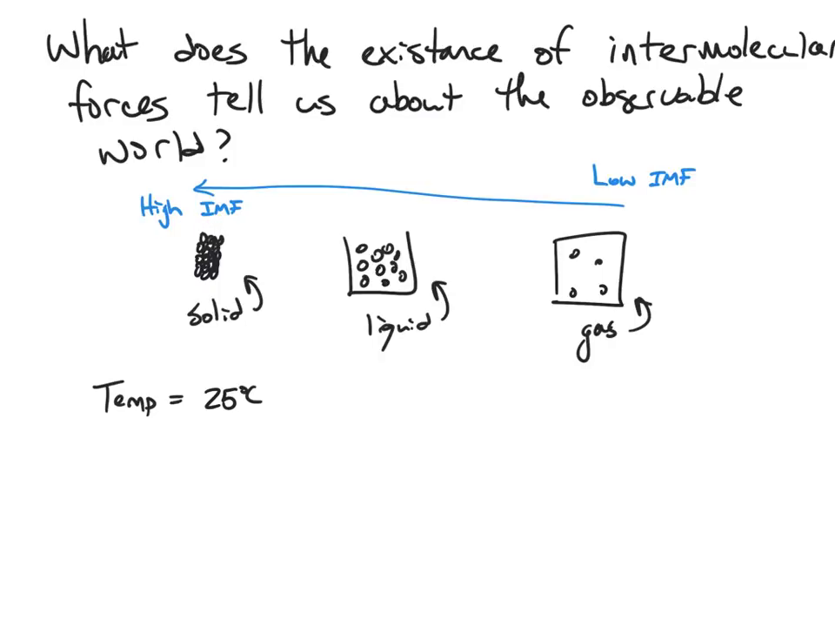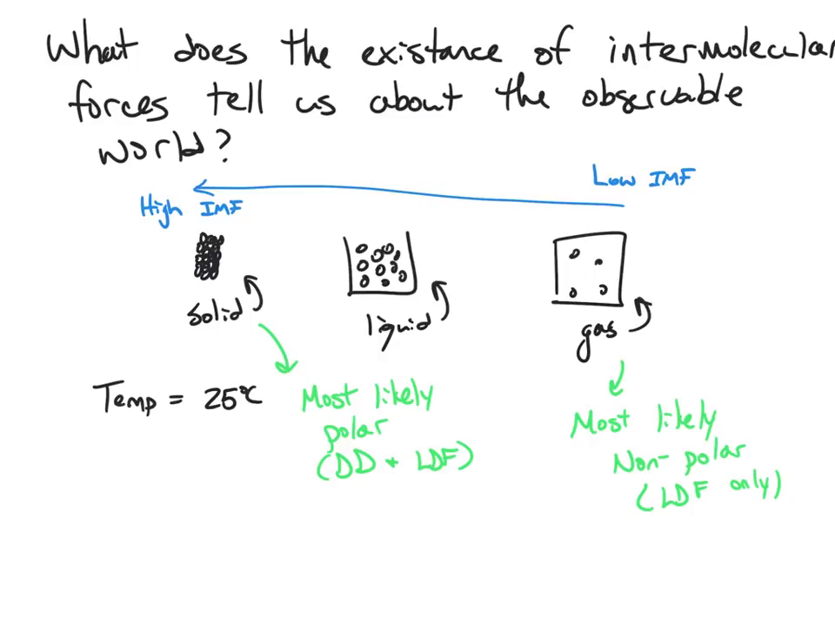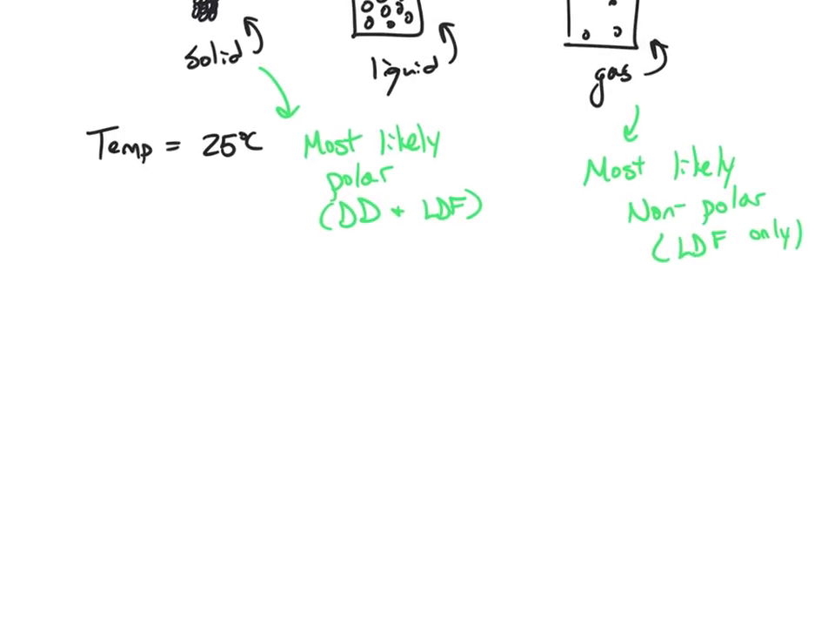You could go even further and say it's fairly likely that substances that are solids at 25 degrees Celsius are polar molecules, because they exhibit the strongest types of intermolecular forces. And substances that have low intermolecular forces at 25 degrees Celsius must only exhibit London dispersion, or in other words, are nonpolar molecules. These are some judgments you can make about solids, liquids, and gases when the temperature is held constant. You can claim with fairly high certainty that things that are solid are most likely polar or even ionic, which, remember, an ionic bond is even stronger than a covalent bond and even stronger than polar molecules. And so ionic substances are even more likely to be solid at room temperature, which is 25 degrees Celsius.